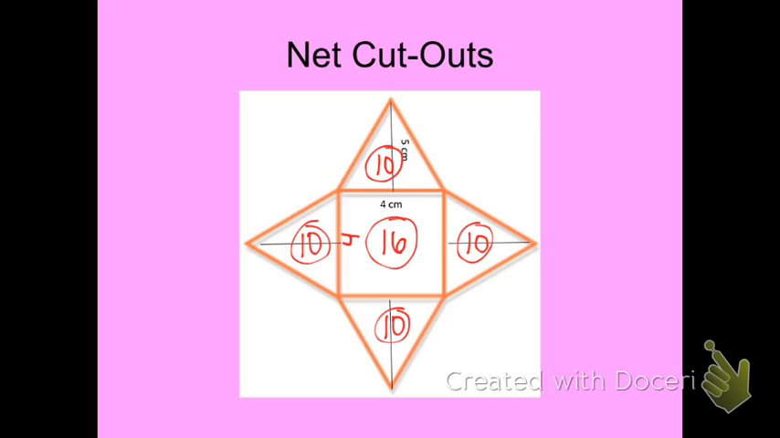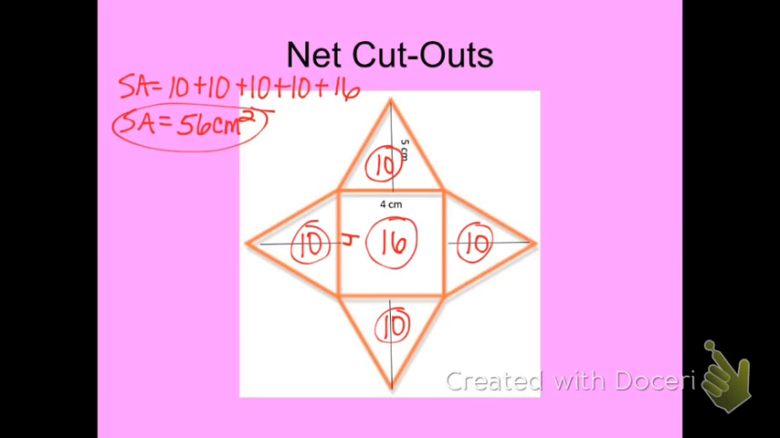Now, go on your paper, find a spot, and let's write the surface area. So surface area, SA, equals, we're just going to add all those up. We have 10 plus 10 plus 10 plus 10 plus what? 16. When we add all those up, what do we get? 56. Very good, 56. And it's in centimeters squared. 56 centimeters squared. It's the same, you're right.